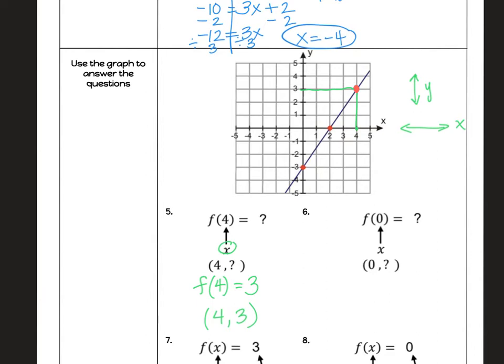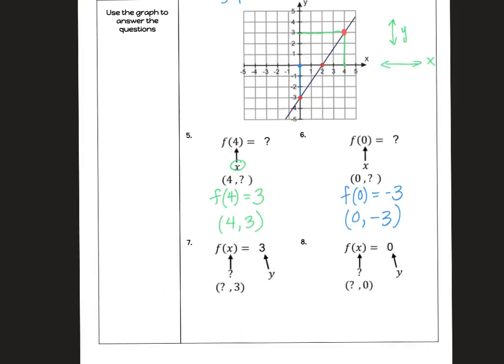For this next one, we're going to find f of 0 from the function on the graph. So we're looking at when x equals 0, which is right here. And then we're going to look for the line. We're going to look to see if it's up or if it's down. We need to move down to get to it. And we hit it at negative 3. So f of 0 equals negative 3. When x equals 0, y equals negative 3.